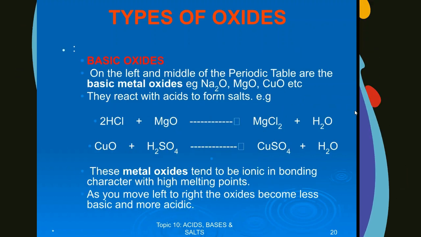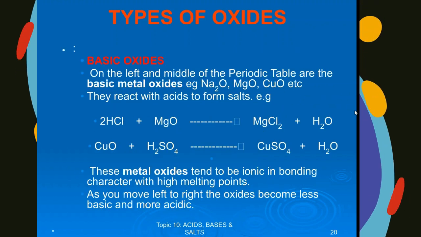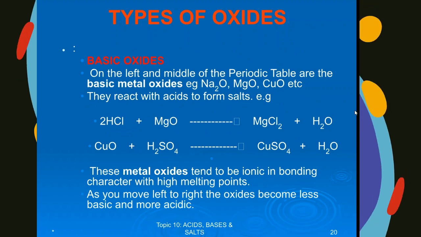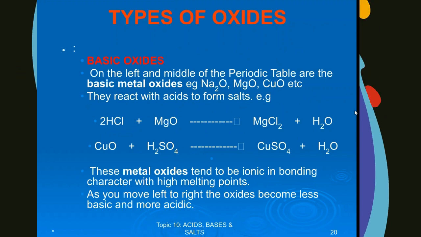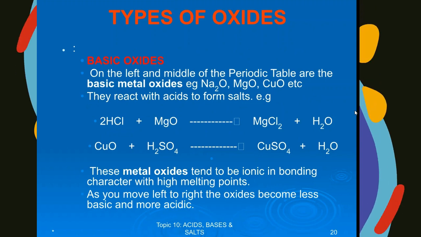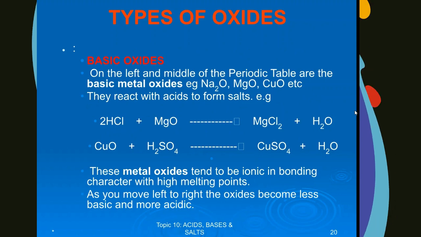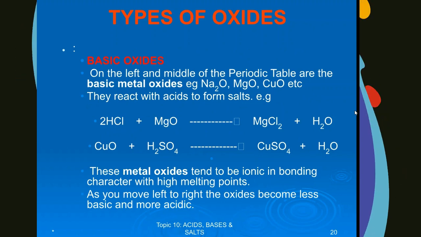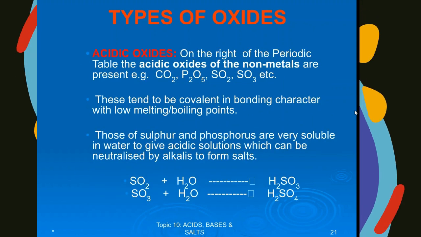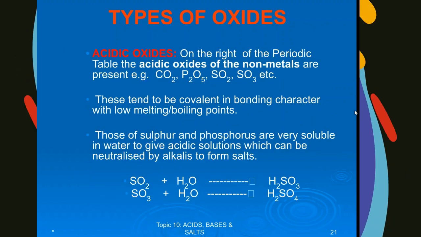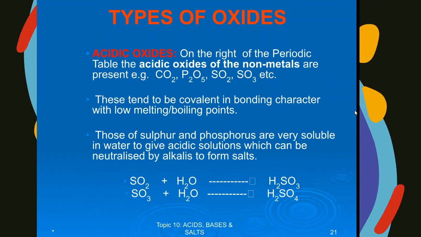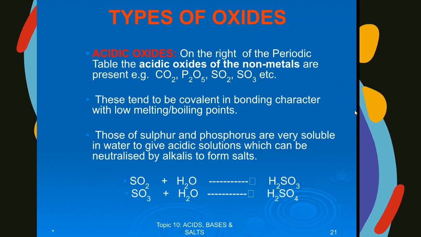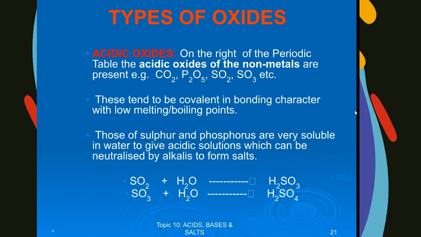MgCl2 plus H2. Then second one, CuO plus H2SO4, which gives rise to CuSO4 plus H2. These metal oxides tend to be ionic in bonding character with high melting points. As you move left to the right of the periodic table, you will see oxides become less basic and more acidic. Types of oxides: we have basic oxides on the left of the periodic table and acidic oxides on the right of the periodic table.